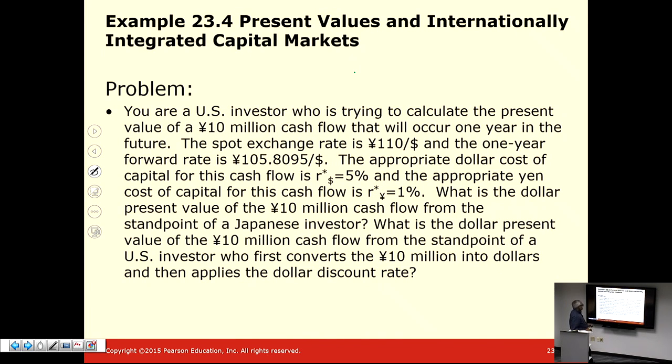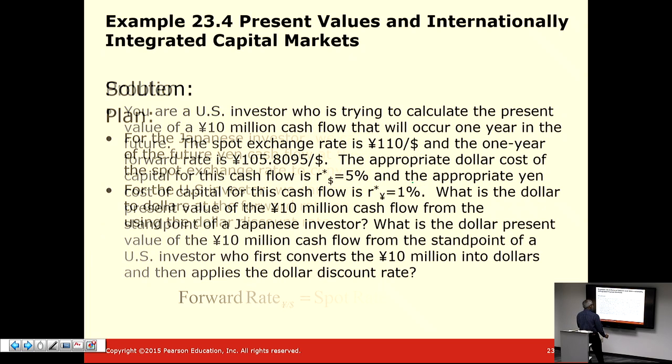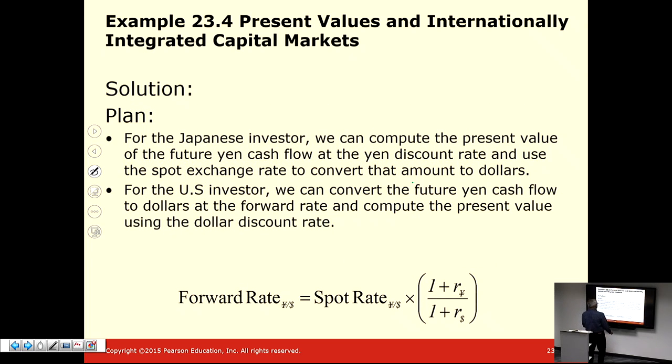So here we have a problem. Calculate the present value of 10 million yen. The spot exchange rate is 110, so that's our S0. The 1 year forward rate, that's our F1. Dollar interest rate here, yen interest rate here. What is the present value of that 10 million from a Japanese point of view?